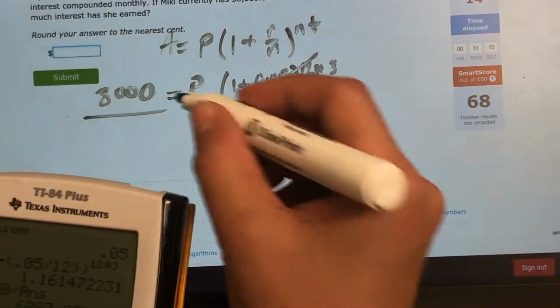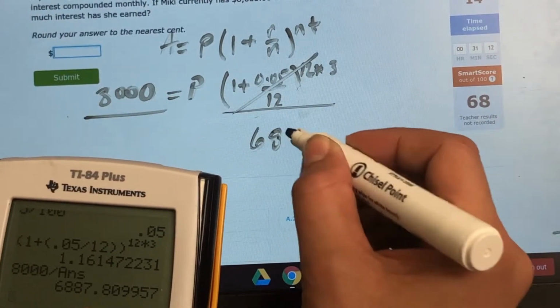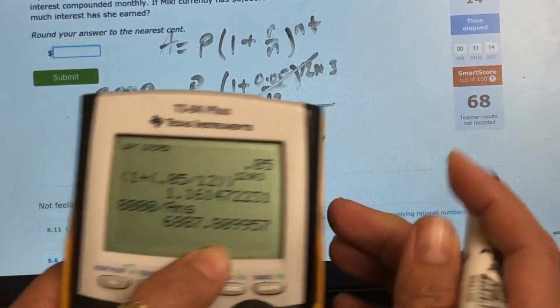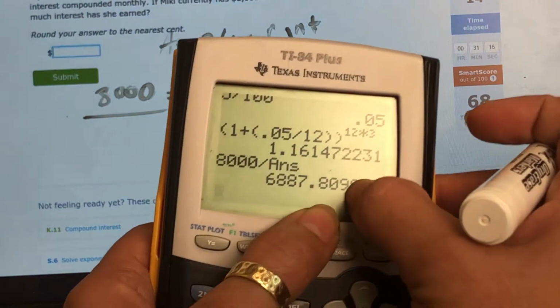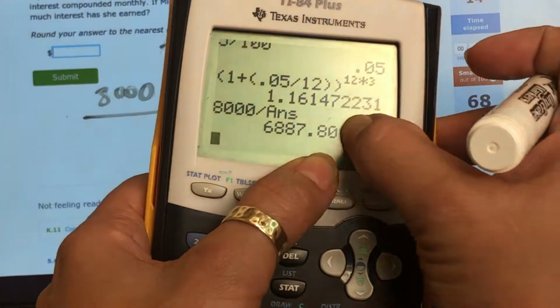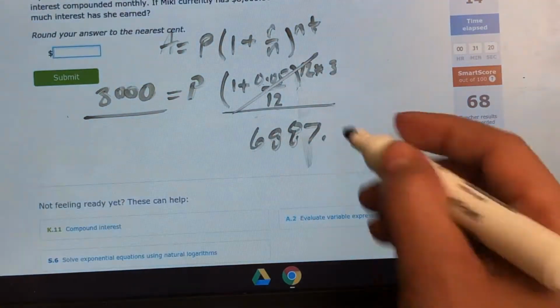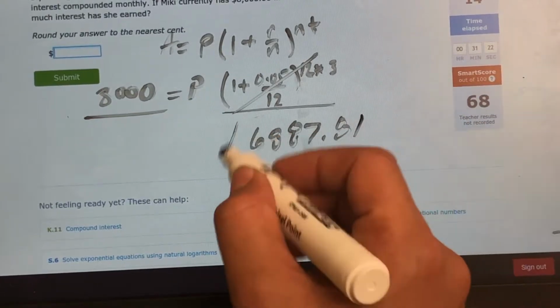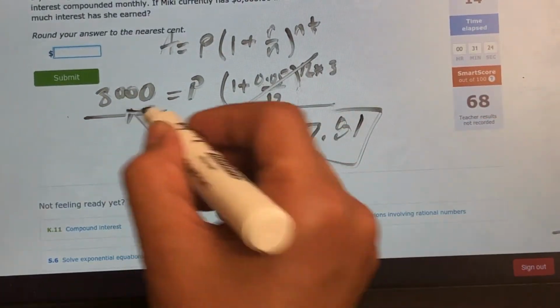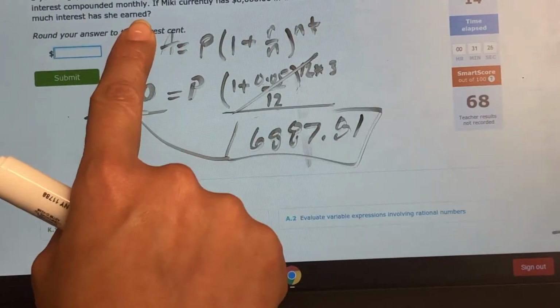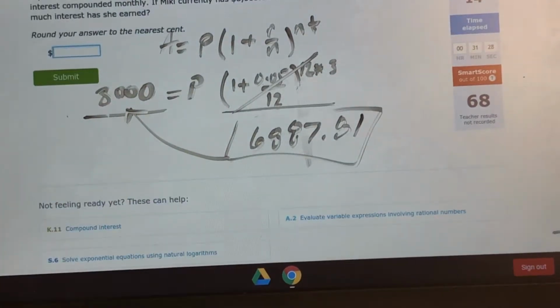So my principal was 6887, and then to the nearest cent, the 9 makes it go up by 1, so it'll be 81. So this is my principal. This is what I started off with. This is what I ended up with. The question is, how much interest did she earn? So you subtract these 2 numbers to find how much she earned.